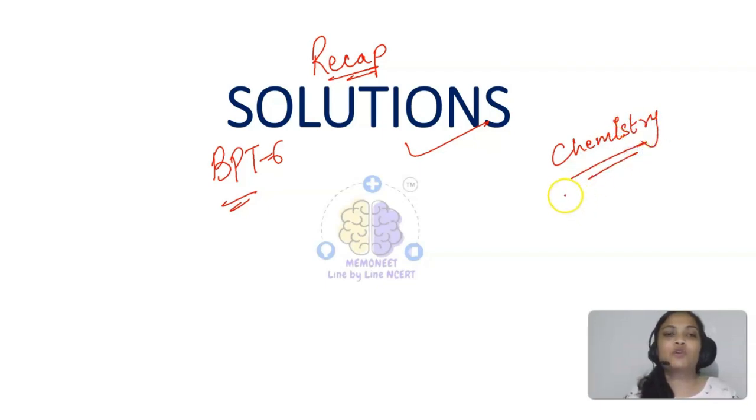Okay. So as you know, BPT6 is your cumulative test and all the chapters which we have covered till now are going to be asked in BPT6. So today we are going to revise this chapter, that is solutions. I will tell you about the important topics of this chapter, what topics you need to cover, and from where the questions would be asked. Okay. So we will be starting with the first thing.